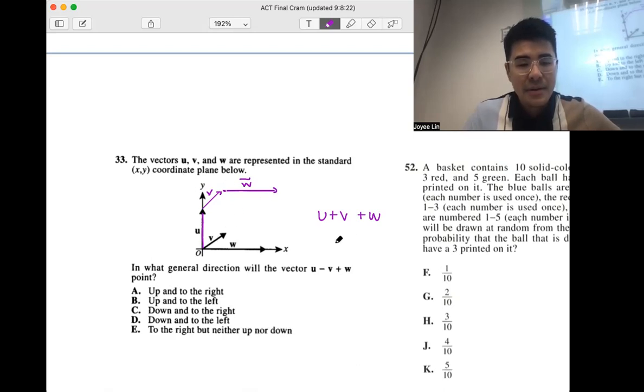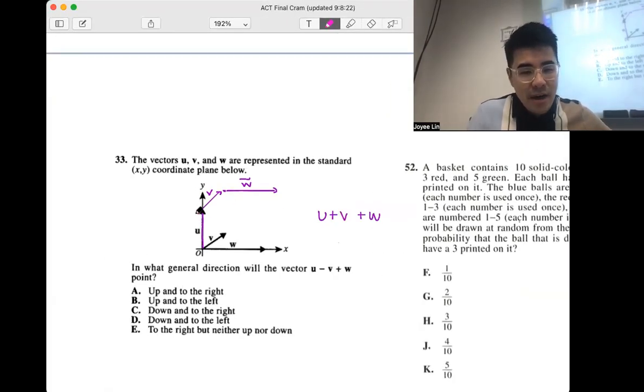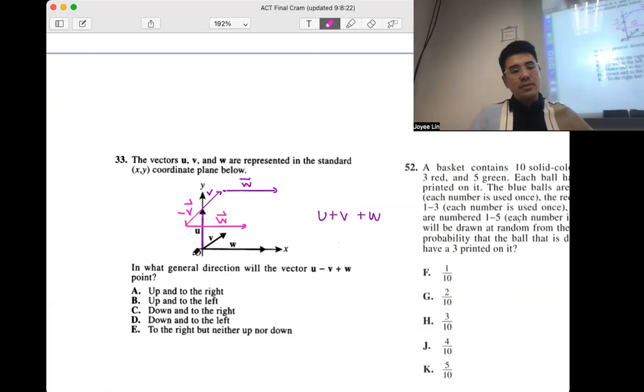I'm just adding them. But then the question says, I want U minus V. How do I minus? I minus just by going the exact opposite direction. So this is minus V. U minus V plus W. So W. I made this weird figure 4. Either way, I've gone up and to the right. Yeah, I started here at 0, 0, and then I ended up and to the right.